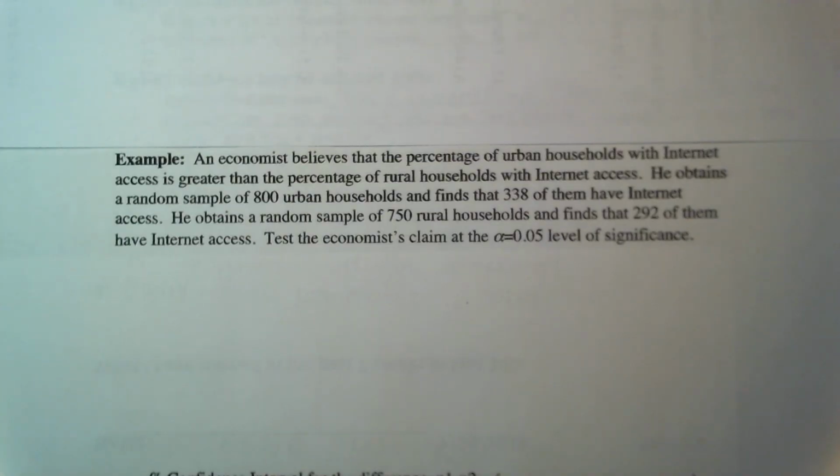Let's look at another simple example. An economist believes that the percentage of urban households with internet access is greater than the percentage of rural households with internet access. He obtains a random sample of 800 urban households and finds that 338 of them have internet access, and he obtains a random sample of 750 rural households and finds that 292 of them have internet access. Test the economist's claim at the 5% level of significance.